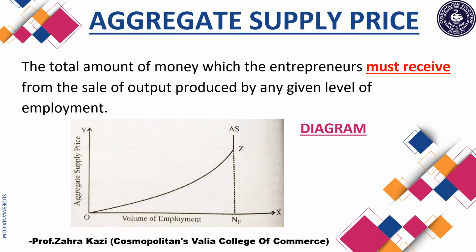Aggregate supply price is the total amount of money which the entrepreneurs must receive from the sale of output which is produced at any given level of employment. So this means that entrepreneurs have to receive a certain minimum level of money after they sell their product. If they do not get that money, they will incur losses. Further, they will also be required to reduce their production as well as reduce the number of laborers that they have employed in the production process.